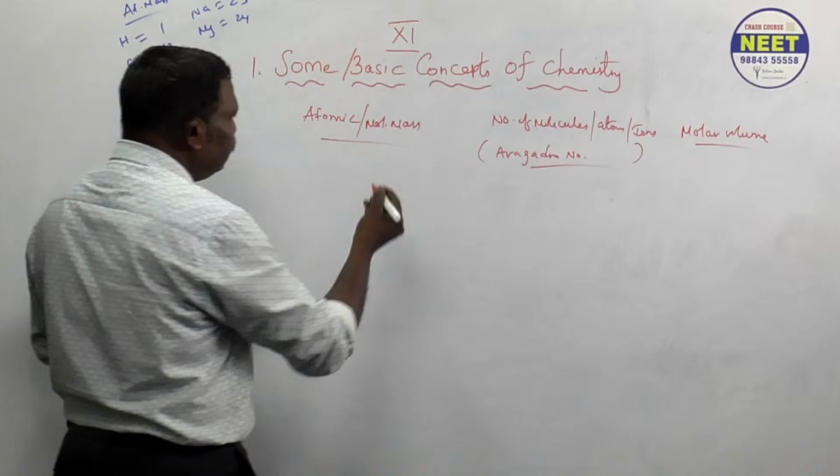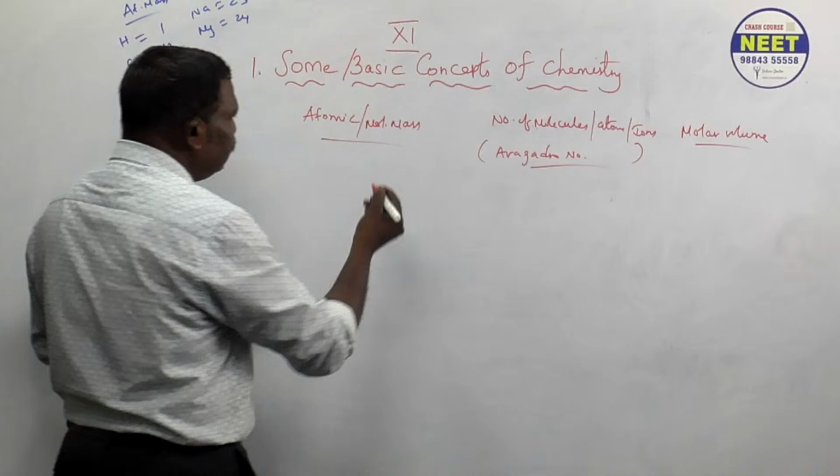44 gram. Correct or not? Understood? So 1 mole of CO2 is nothing but 44 gram. Okay. The next one is Avogadro number, which is nothing but 1 mole of any substance.